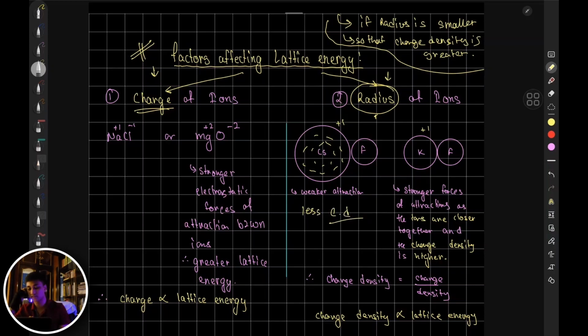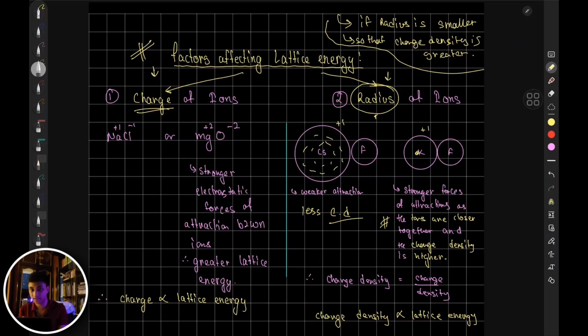CD means charge density. I'm just writing in short form. So, for potassium, charge density is higher. So, stronger forces of attraction as ions are closer together and the charge density is higher. There is another factor, which is that since the nucleus of potassium is closer, the attractive forces on the bonding electrons, or the orbital electrons, are much stronger.